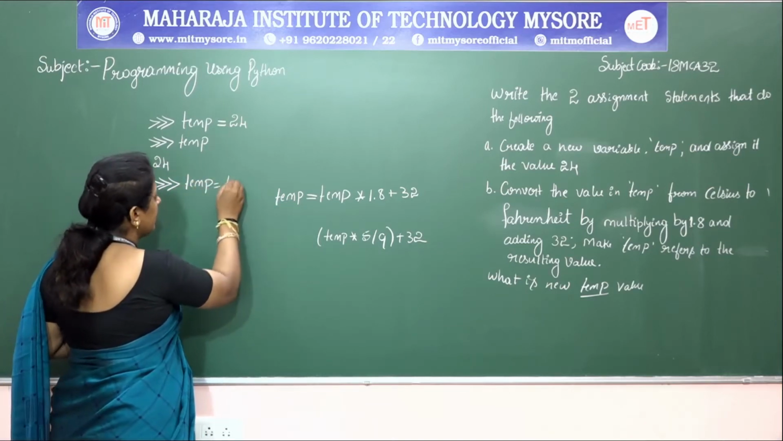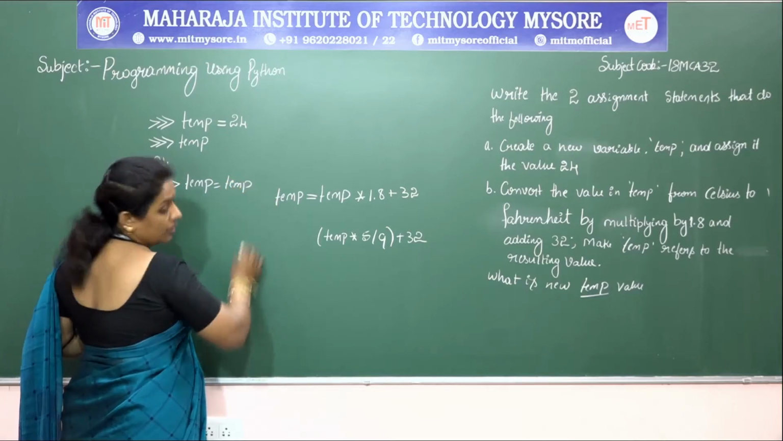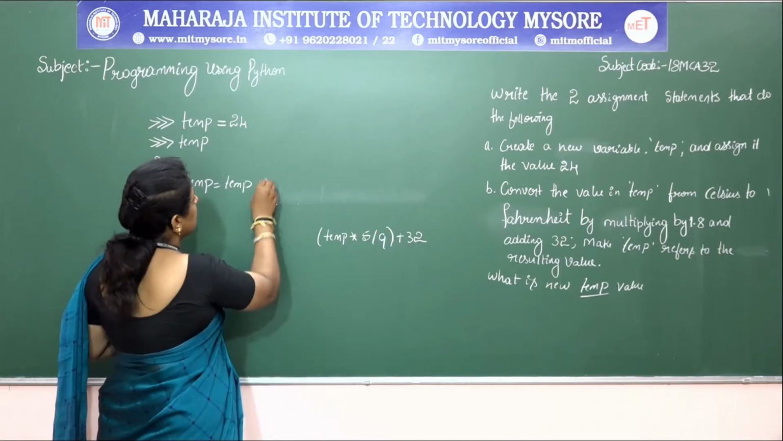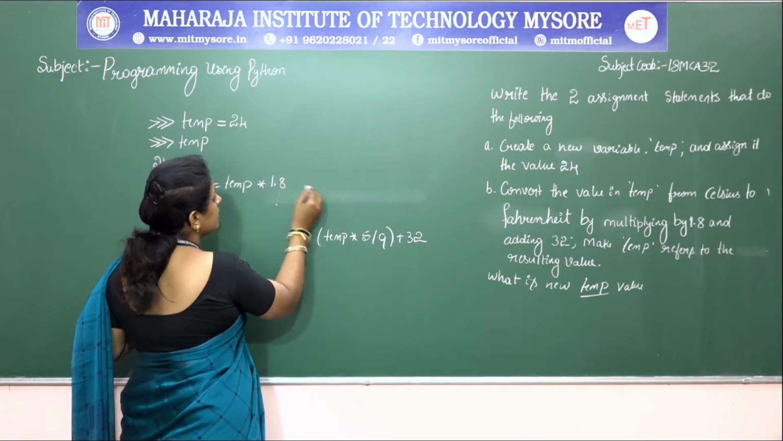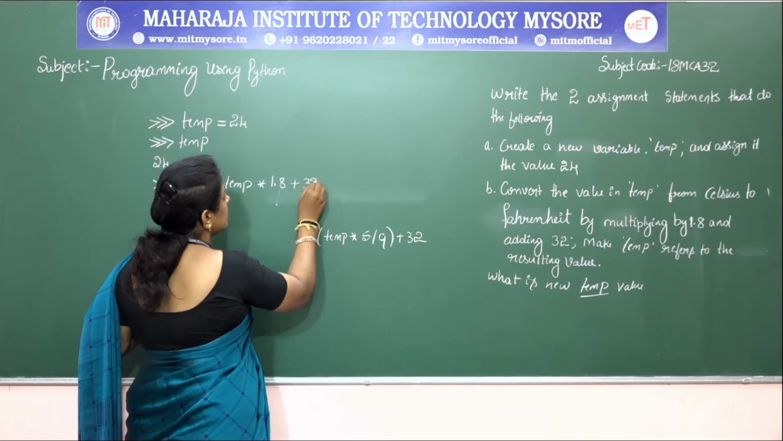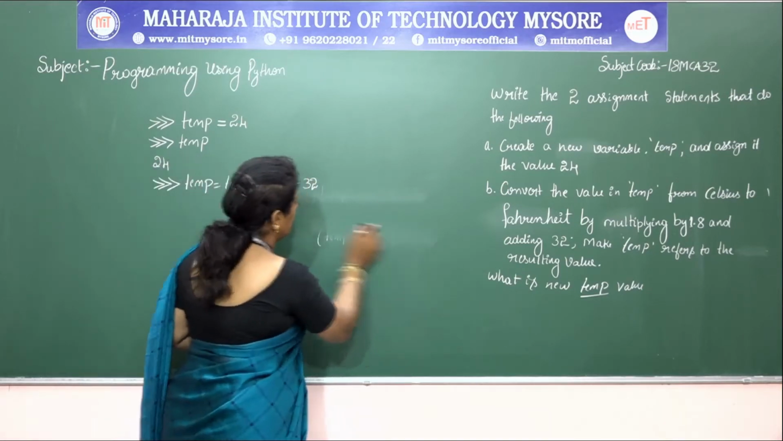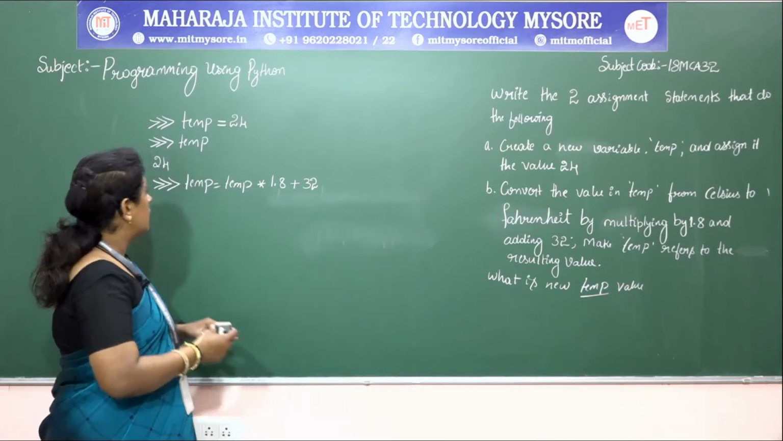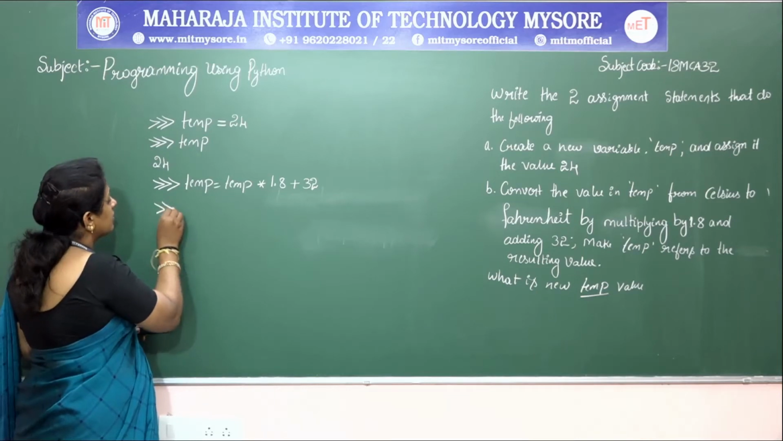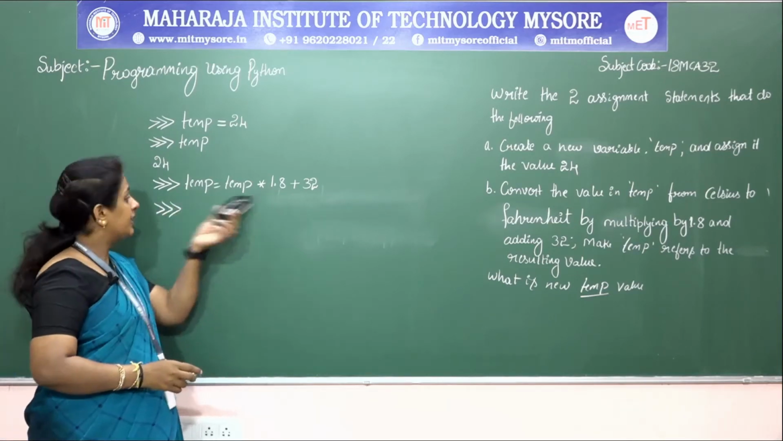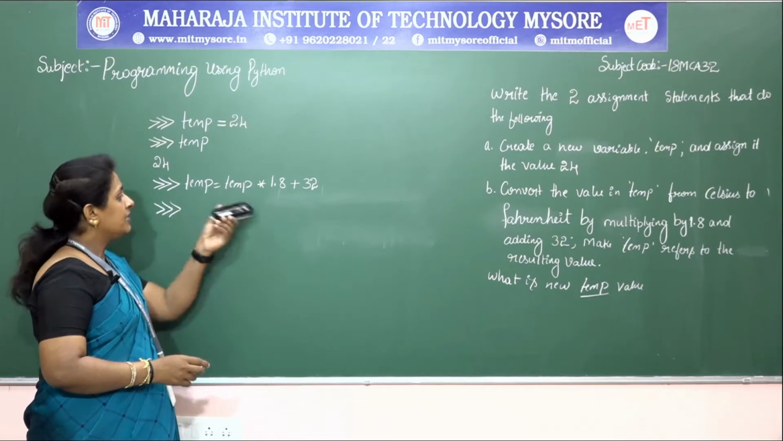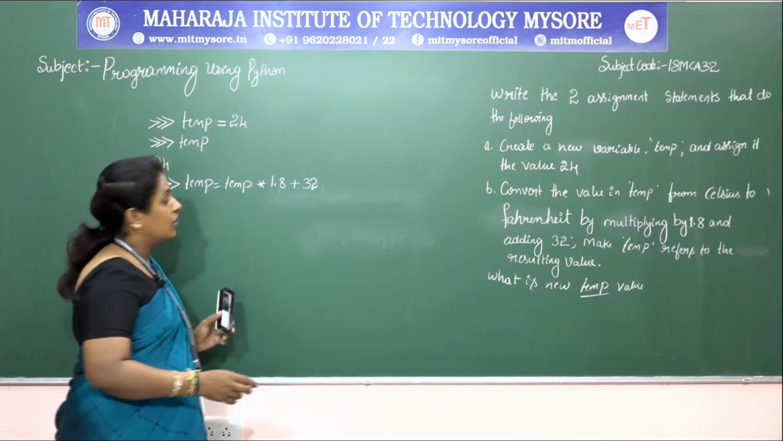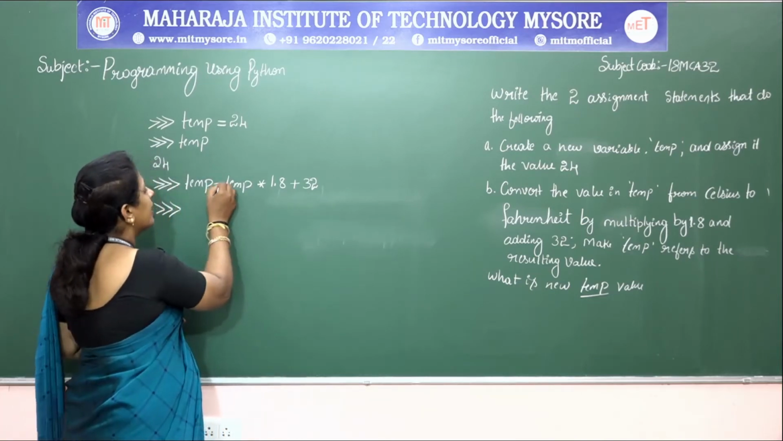So just write this statement: temp equal to temp multiplied by 1.8 plus 32. After this we will get the output. When this gets calculated, the value will be stored in the variable called temp. So let's execute this expression.